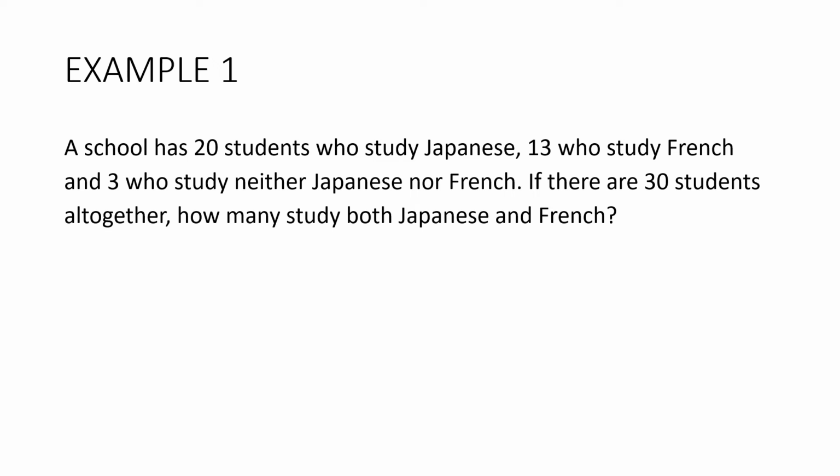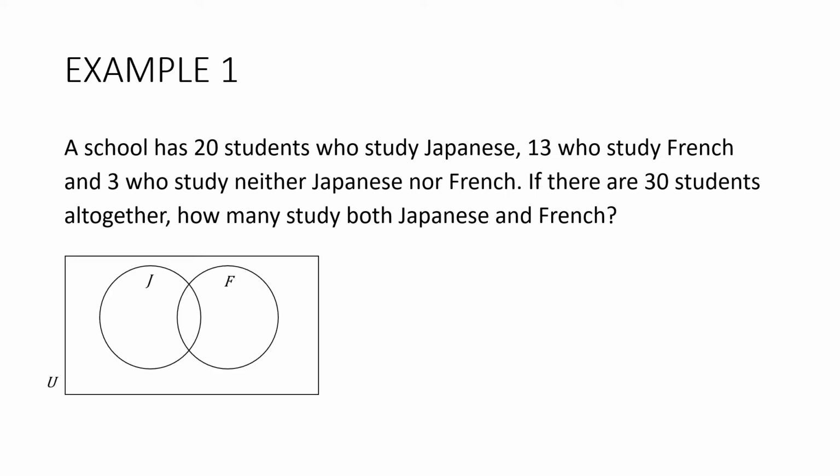Let's finish off with a couple of examples of how to construct Venn diagrams from problems. A school has 20 students who study Japanese, 13 who study French, and 3 who study neither Japanese nor French. If there are 30 students altogether, how many study both Japanese and French? So this sort of question is really suited to a Venn diagram, so let's draw that up. We have overlapping circles, the students who study Japanese and the students who study French. Now, as I'm reading through this, I see 3 study neither Japanese nor French, so that goes outside the 2 circles.